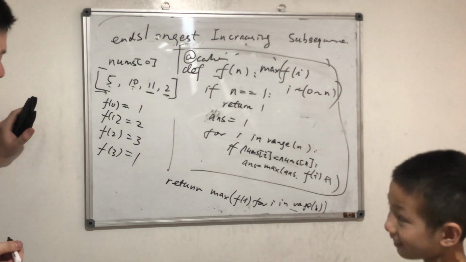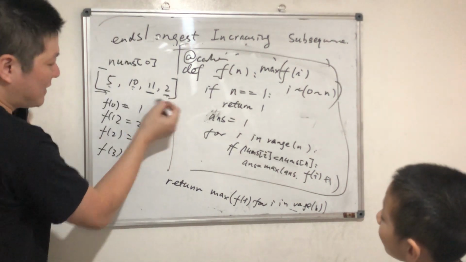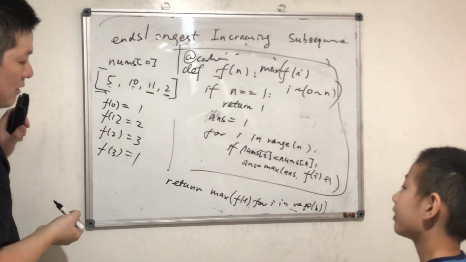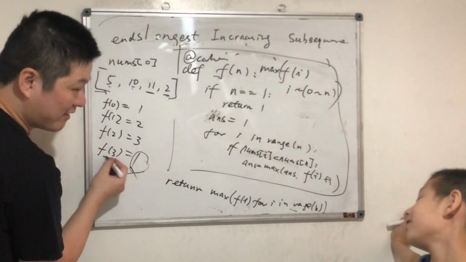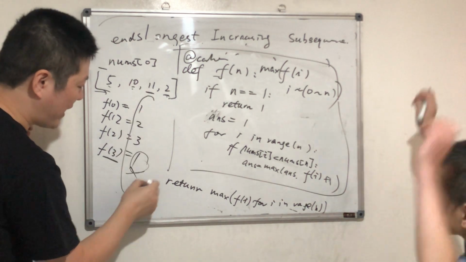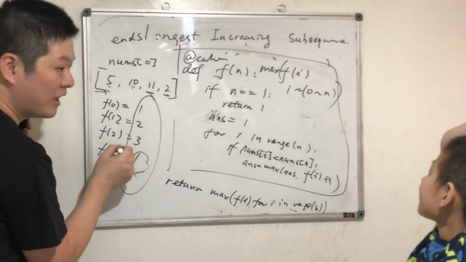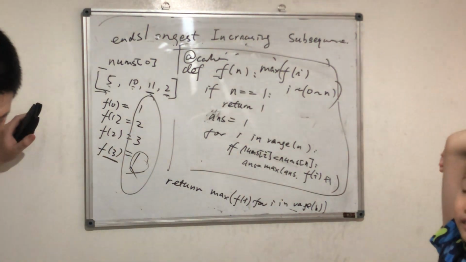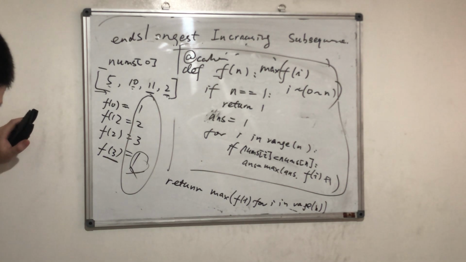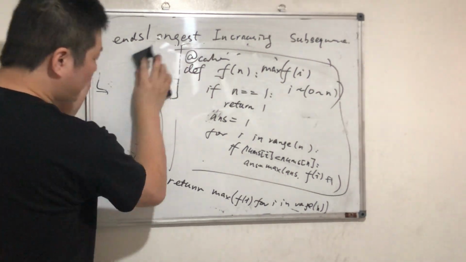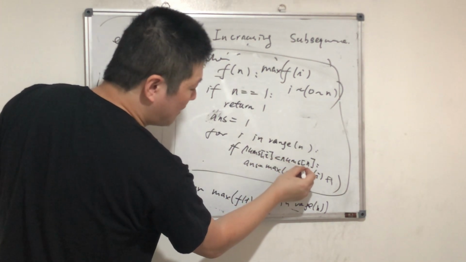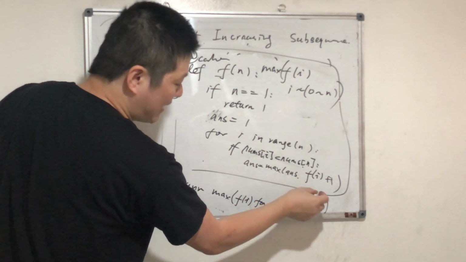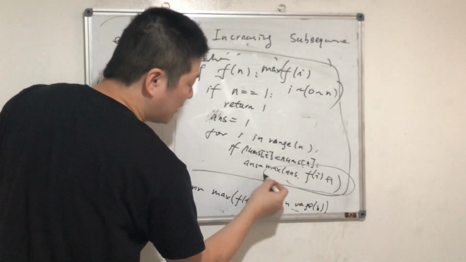Okay, so what's the longest subsequence in this array? Is it 1? It's not 1, right? 3. That's why we're not picking the last value. We pick the best value, the highest value in this array. Do you understand now? That's why we check all the values. If numbers i is smaller than numbers j, then we update it. This is dynamic programming, the spirit of dynamic programming.